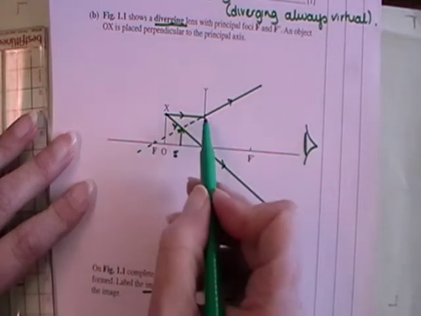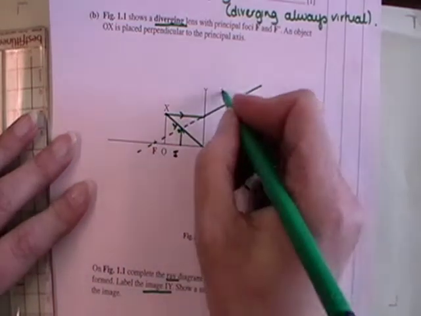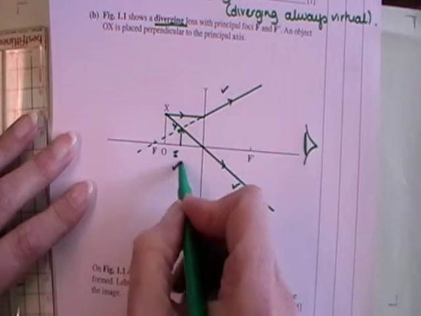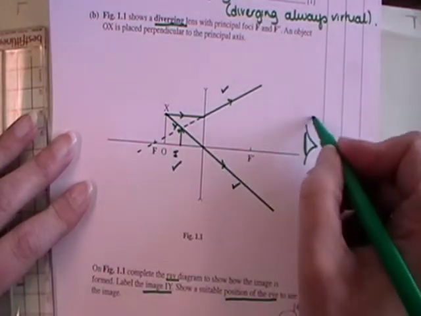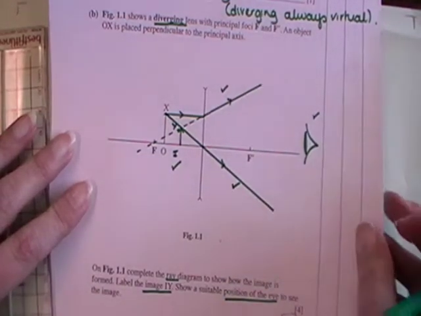Okay, so there's one mark for the first ray, a second mark for the ray travelling through the optical centre of the lens. The third mark is for locating the image where those two rays meet and intersect, and the fourth mark is for the position of the eye on the right hand side of the lens.